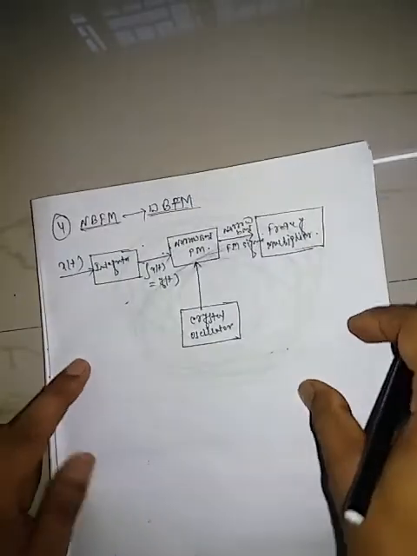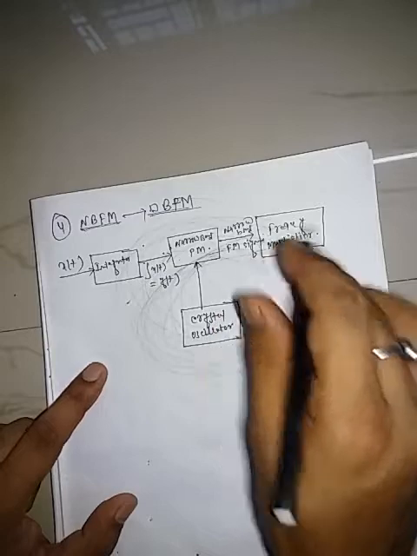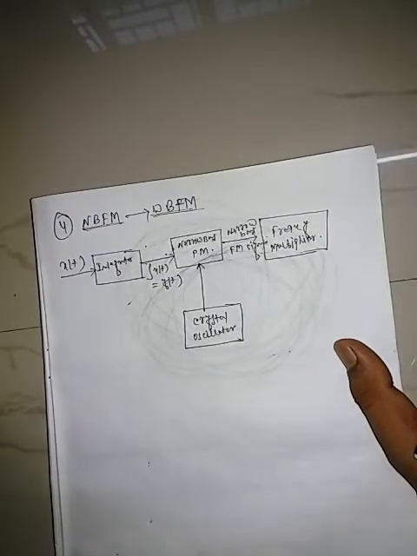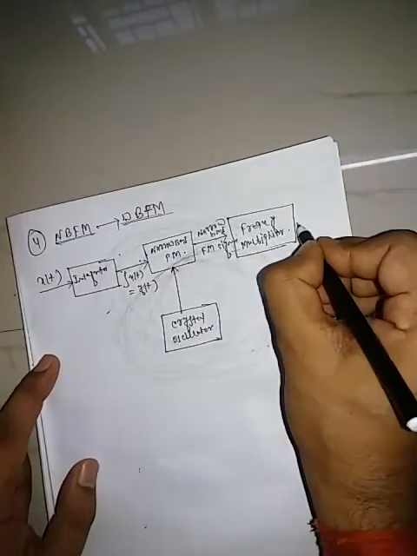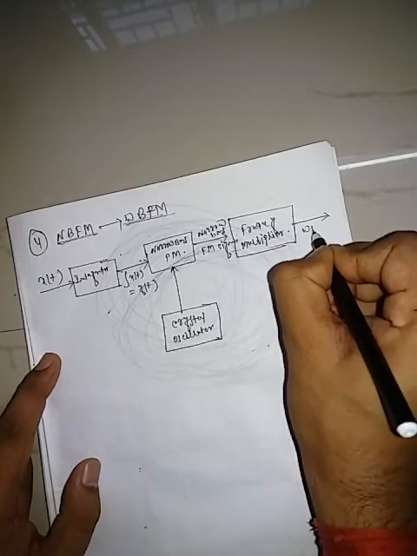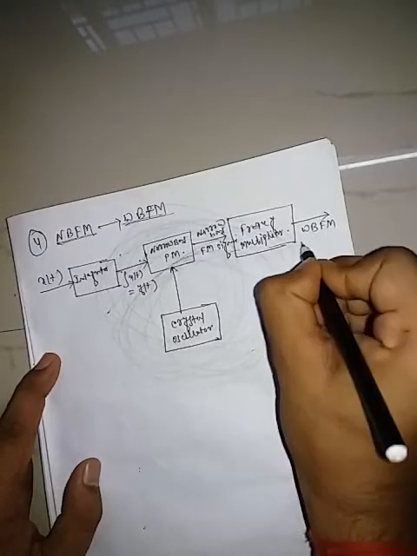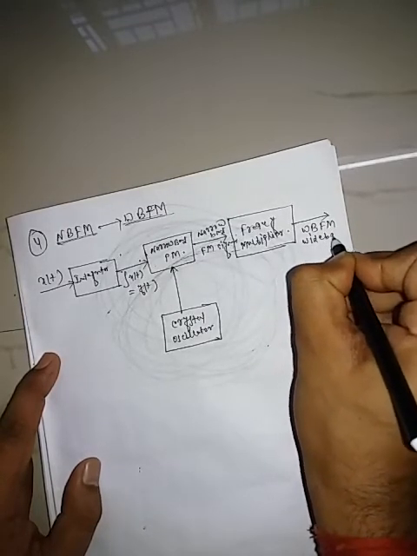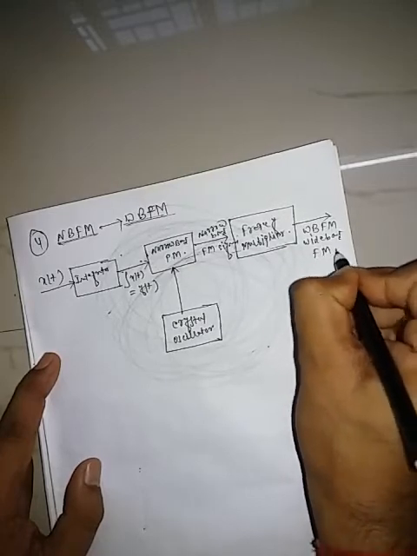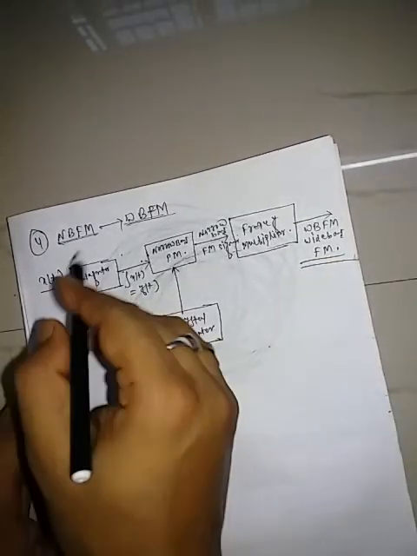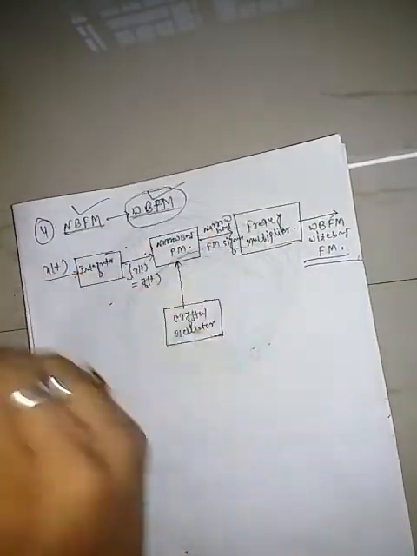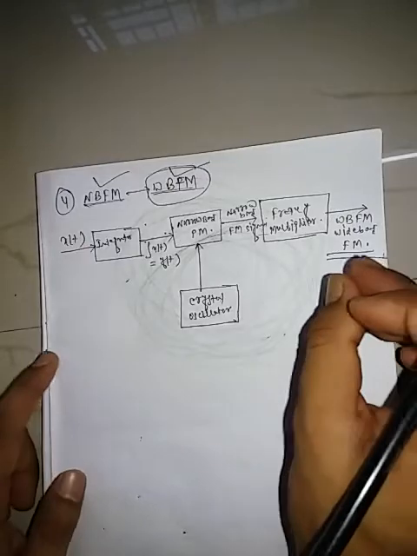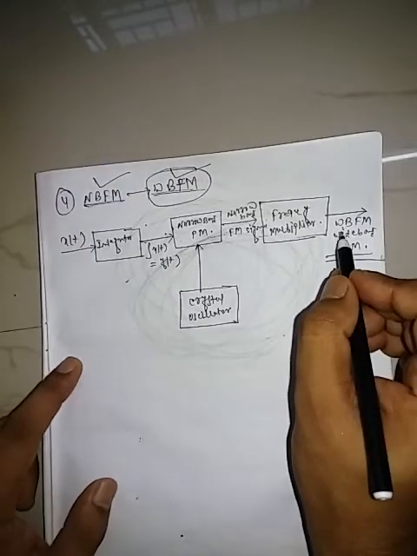What is the function of the frequency multiplier? A frequency multiplier multiplies the frequency. So if the frequency is multiplied, the narrow band FM is converted into wide band FM. This is the wide band FM. So the Armstrong method converts narrow band FM into wide band FM. Why is wide band FM used? Because the frequency is high.